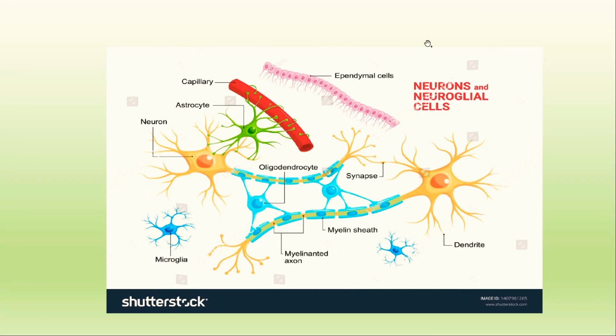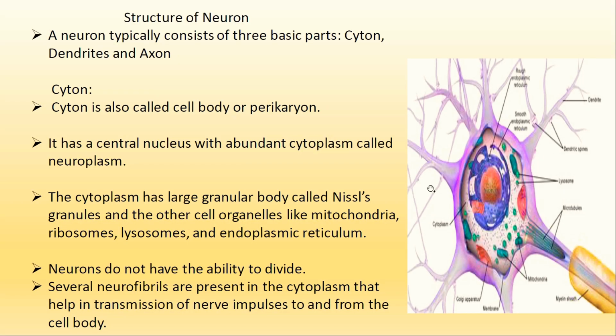Here we can see the neuroglial cells like microglia, astrocyte and oligodendrocyte, and ependymal cells along with the neurons. Now let us see the structure of a neuron. A neuron typically consists of three basic structures. They are cyton, dendrites and axon.